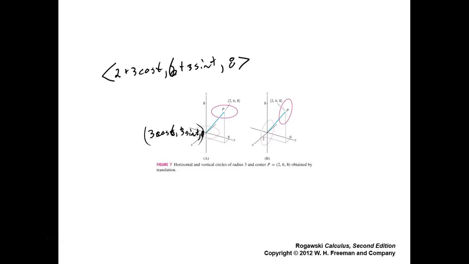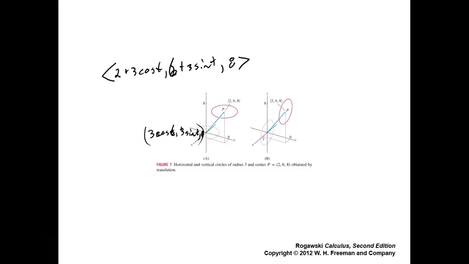Let's see what the book did. 2 plus 3 cosine t, 6 plus 3 sine t, 8. Perfect. All right. However, how are we going to do that second circle? The one over here. Again, I would ask you, how would you parameterize this circle? Still got radius 3. But where does this circle live? In the what? 0 on the y, and the rest of it on x and z.